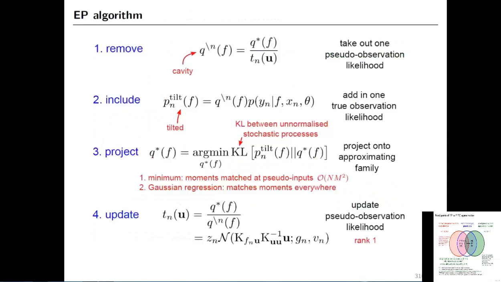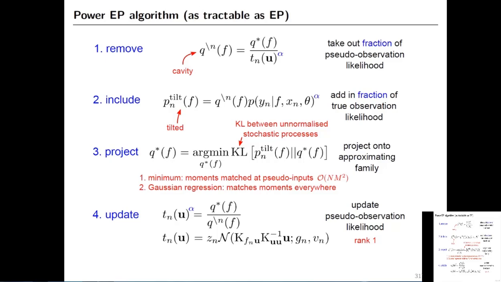There's then something really nice you can do, and I'm just going to briefly mention this in the interest of time to get onto the deep GP stuff, which is there's a trivial modification to the EP algorithm, which makes everything much more general. And the trivial modification is, instead of removing a whole pseudo data point, you remove just a fraction of it. And instead of including a whole data point, you include just a fraction of it. And then you do exactly the same thing as before.